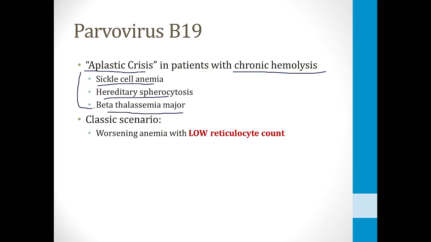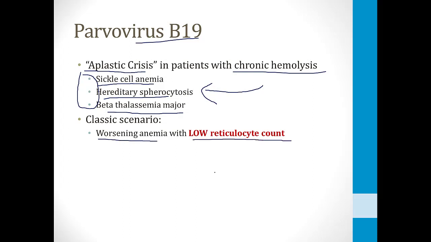We'll talk about all these conditions in other modules, but for our purposes here, just know that patients with these conditions have chronic hemolysis and they depend on their bone marrow to maintain a reasonable red blood cell count. If they become infected, they can get a very serious anemia. And the classic scenario is for a patient with one of these chronic hemolytic conditions to present with a worsening anemia and a low corrected reticulocyte count.